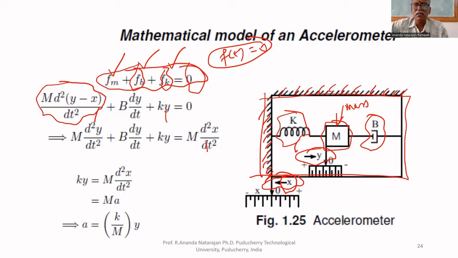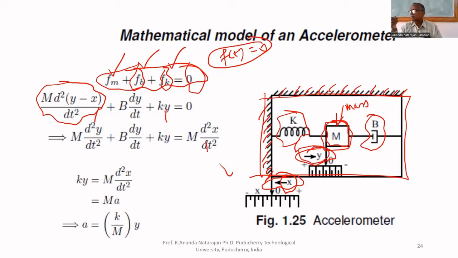What is the displacement of this mass M? It is loosely fitted. If you travel in a bus, and the bus starts while you are standing, not sitting, which side do you move? You move in the opposite direction. If the bus is moving to the left, you will move to the right. That's why this y direction is mentioned in the opposite direction.